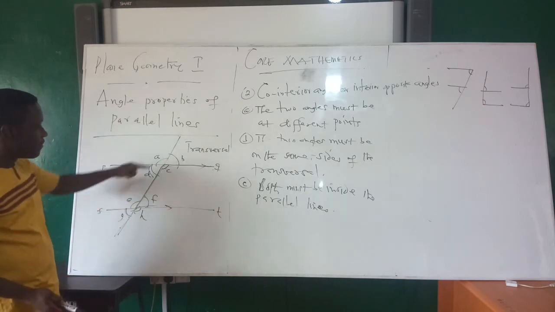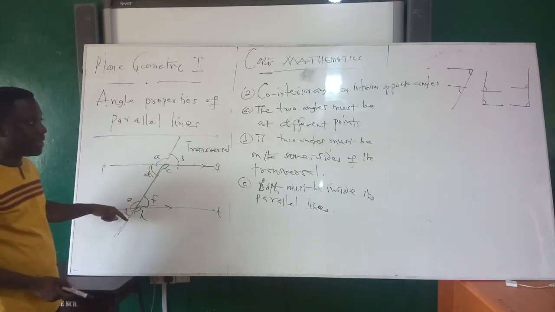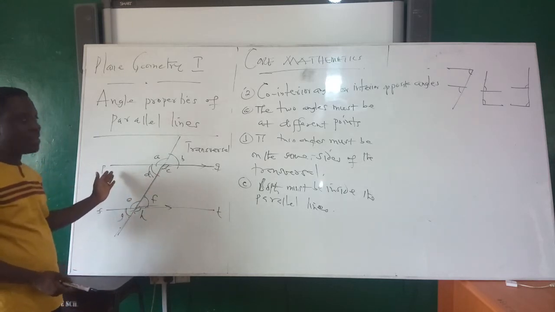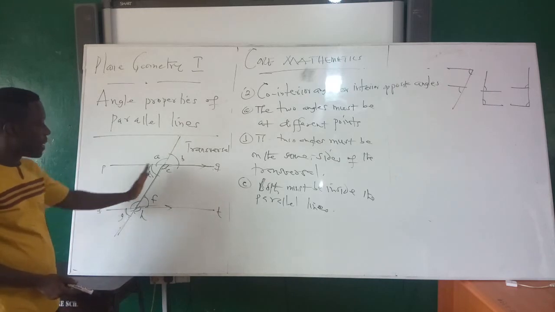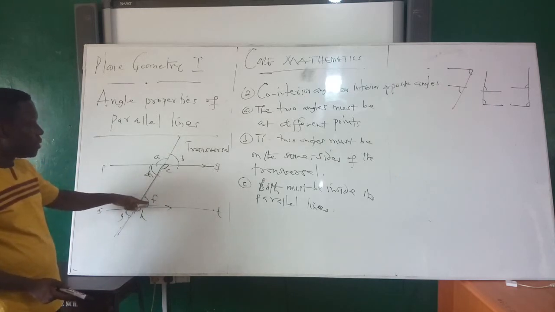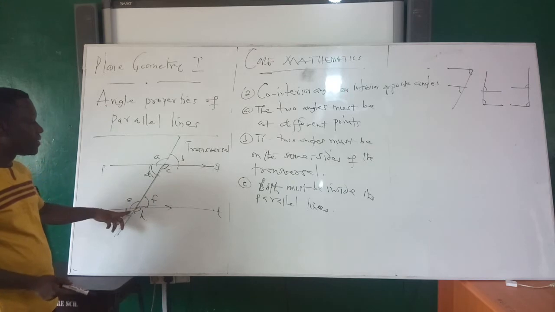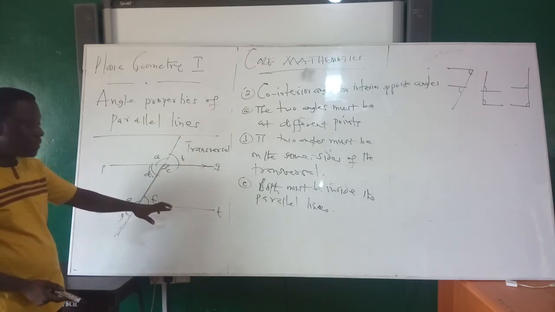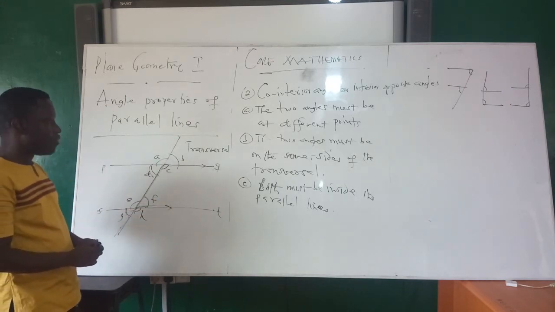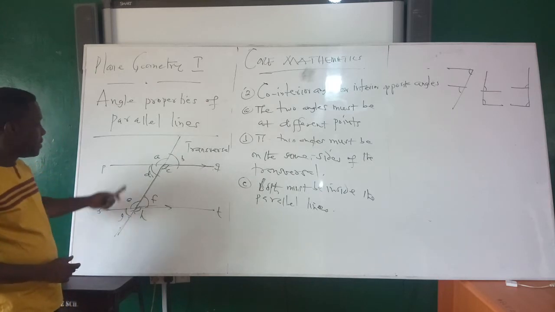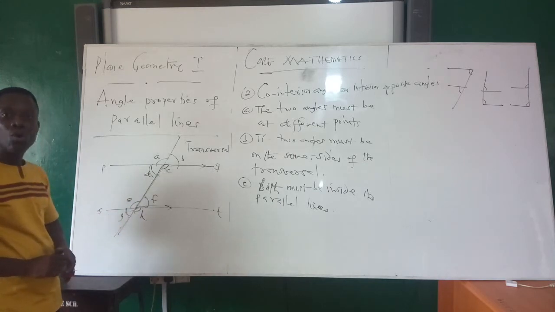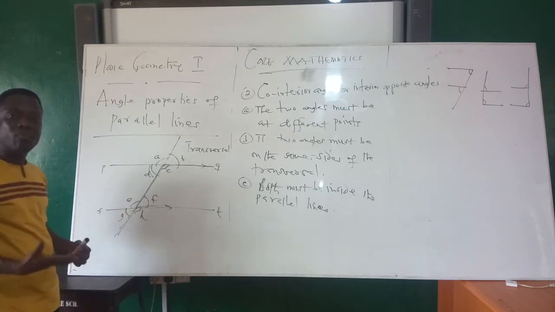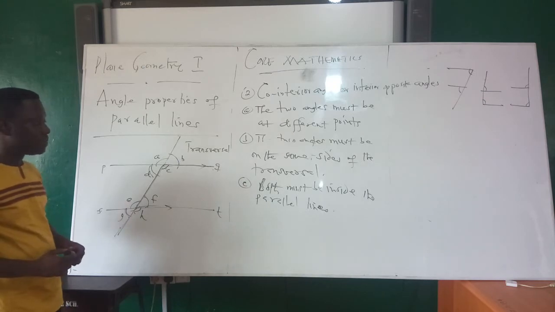One is that they are different points. Two is that they are on the same side of the transversal, and then three is that both of them are inside. In a similar manner, if you take C and F, they are different points, they are on the same side, and both of them are inside. And so D and E are co-interior angles, and then C and F are also co-interior angles.